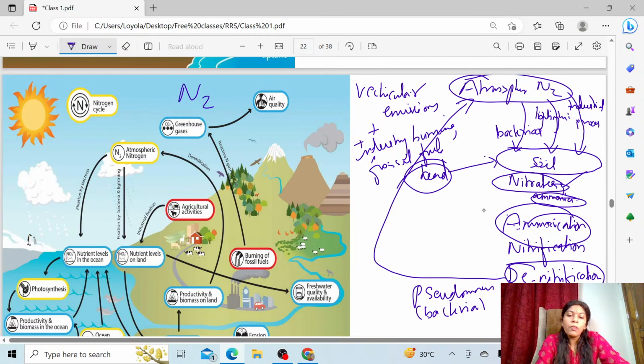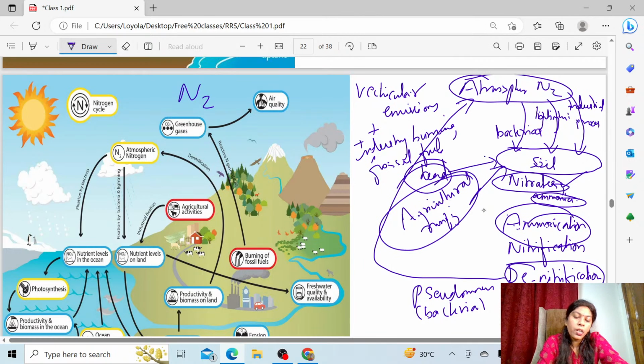Okay, so these are some of the sources through which the nitrogen gets added back to the soil or back to the atmosphere. And even agricultural runoff, you can also add that. Agricultural runoff is the main source for adding nitrogen into the soil. This agricultural runoff is also one other major source. And you can see this diagram now, it will be easily understandable.